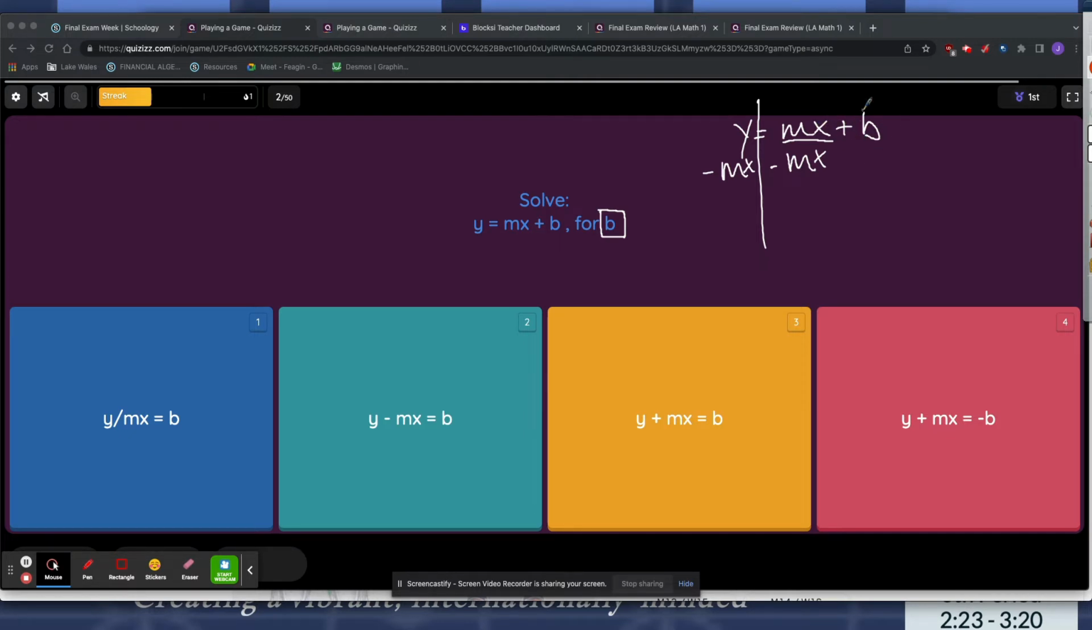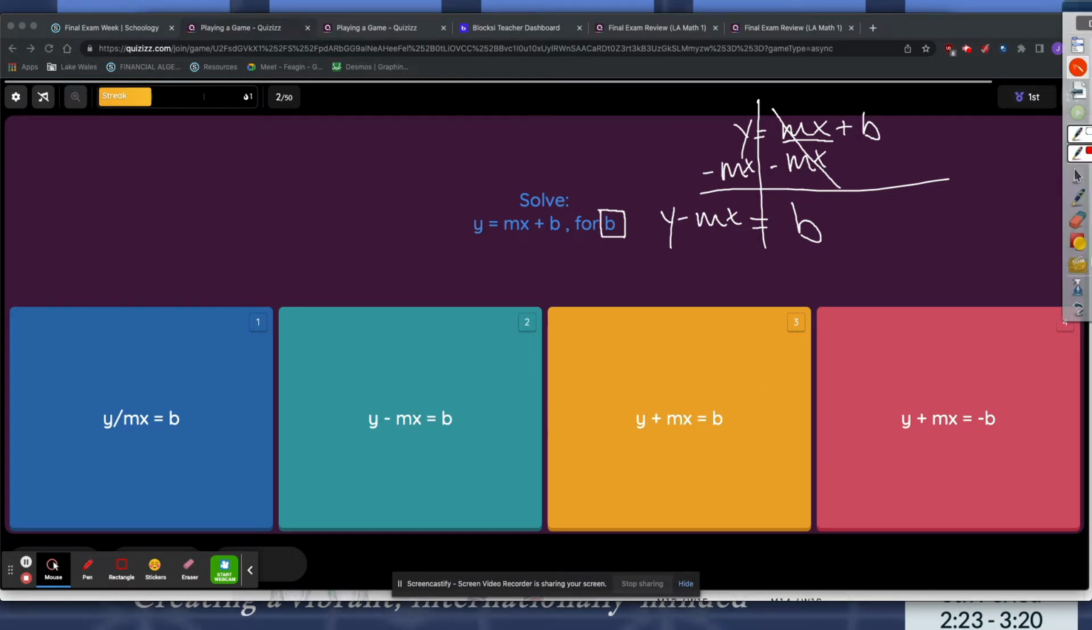But because we're getting b all by itself, you just pick this up and move it to the other side. If you are positive on this side, you get relocated, you become a negative. So we have elimination right here. B is equal to y minus mx. Let's make sure we pick the right option. Looks like this one here. Yeah, there we go. We're going to pick that option.